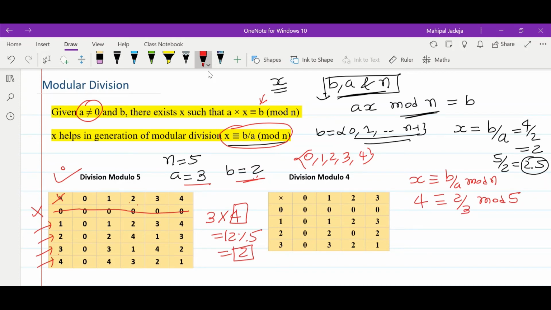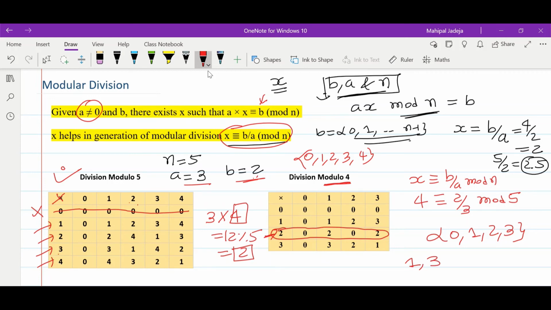So one can ask, is it always the case, or can we get a scenario where this type of division is not possible? Let's check it out. Now instead of mod 5, let me draw a table for mod 4. In mod 4, 4 different remainders are possible: 0, 1, 2 and 3. And if you observe, for a equal to 2, only 2 remainders are present. Remainder 1 is not present, and remainder 3 is not present.